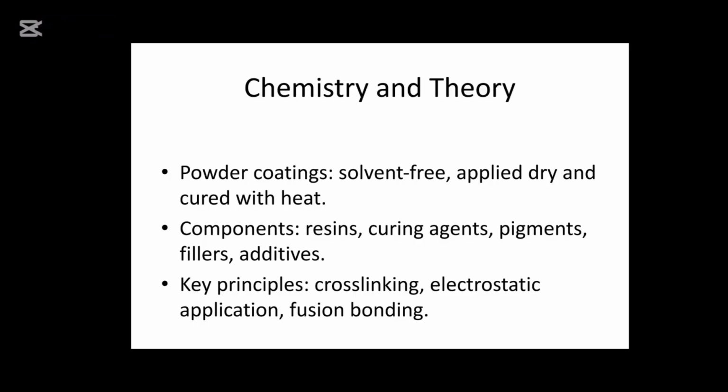Electrostatic application in powder coatings. What is electrostatic application in powder coating? It is a process where electrically charged powder particles are sprayed onto a grounded object. The charged powder is attracted to the grounded object due to the electrostatic force, creating an even and efficient coating. After the application, the coating is cured, usually with heat, to form a durable protective layer.